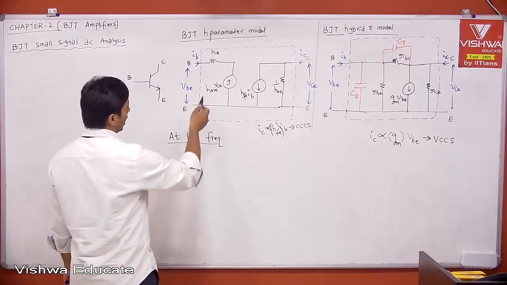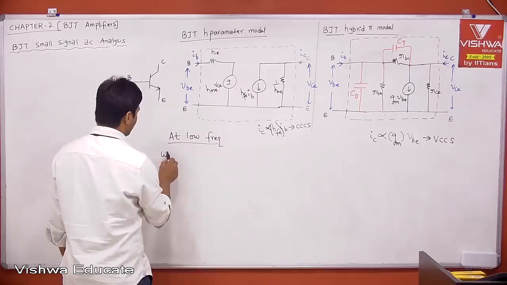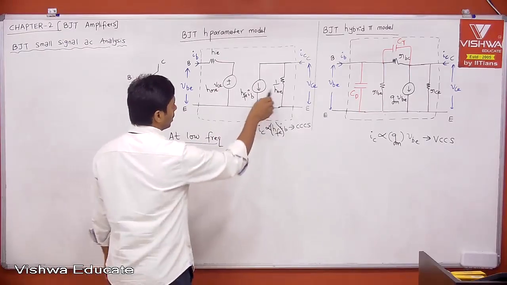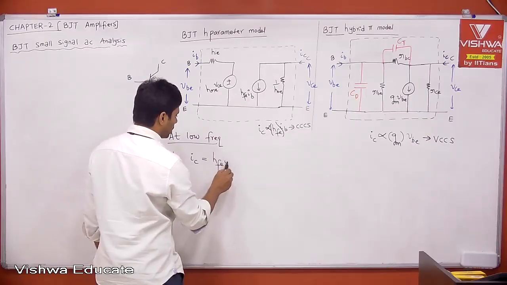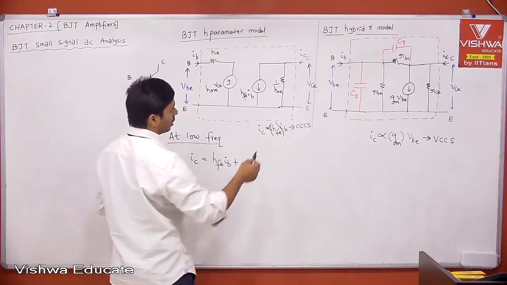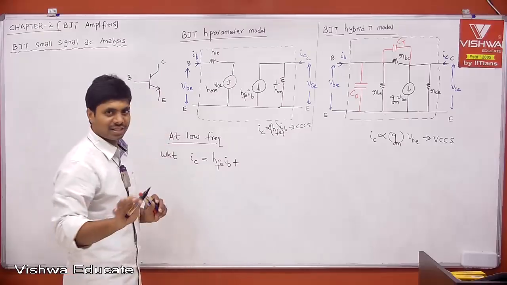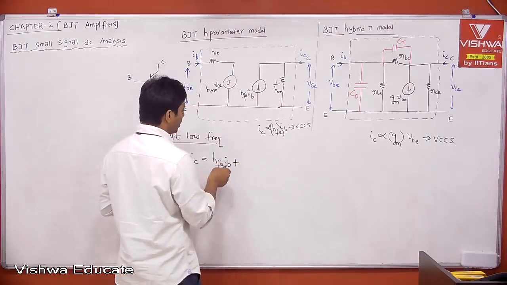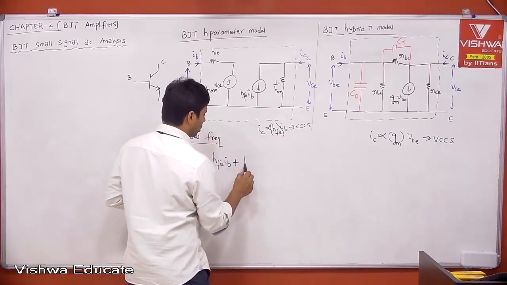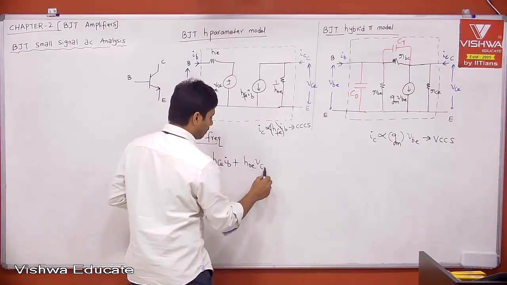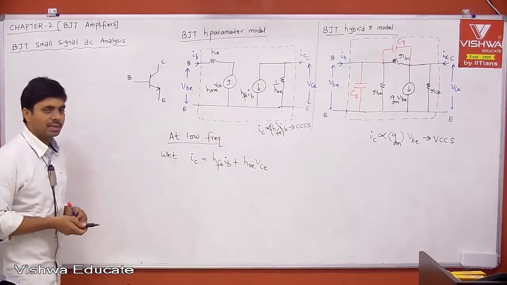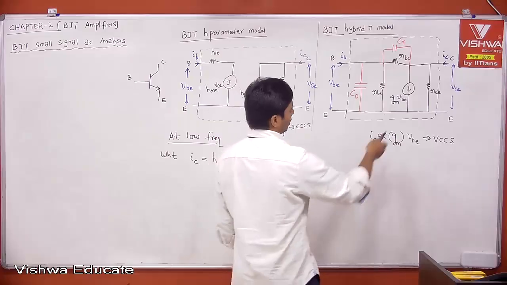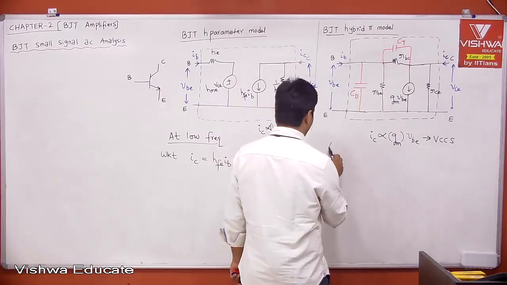Now, tell me what your IC is. In the H parameter model, IC is equal to HFE into IB plus HOE into VCE. Don't write, just listen and follow me. This is your IC equation. Now, again at low frequencies, what is IC here according to this?